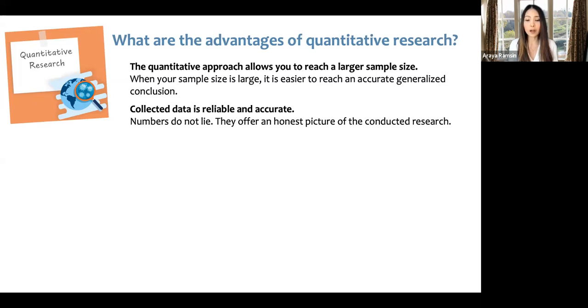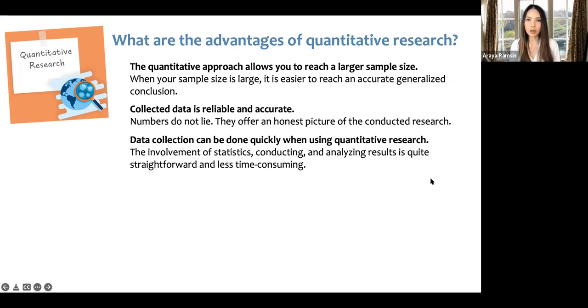Also, quantitative research offers no scope for personal comments, feelings, or biasing of results. So the results achieved here are numerical, and so they are fair in most cases. The next advantage of this type of research is that data collection can be done quickly. With the involvement of statistics, conducting and analyzing results is quite straightforward and less time consuming. So that's the good thing about this one.